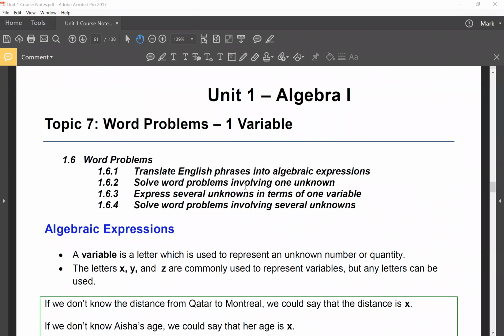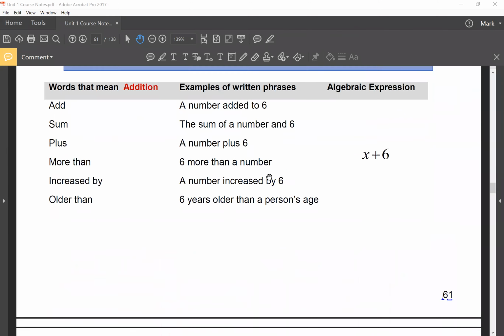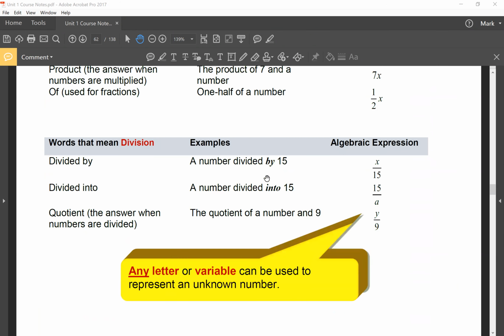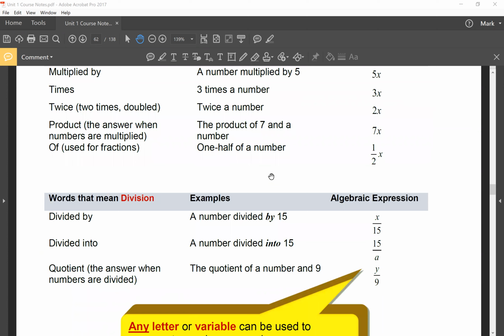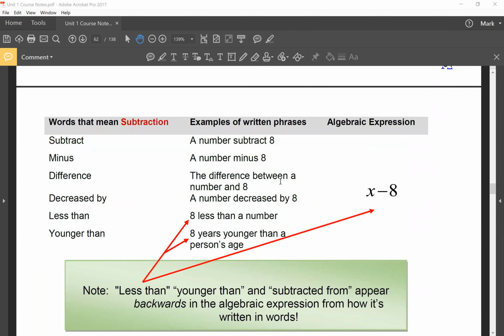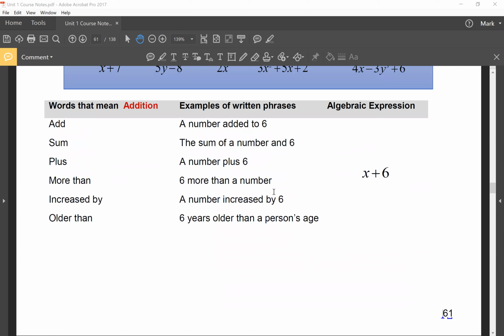Okay, so I mentioned this yesterday in class. I wanted you guys to read through page 61 and page 62. You don't have to memorize this, but I wanted you to read 61 and 62 to familiarize yourself, to become aware of different words that mean different operations in math.